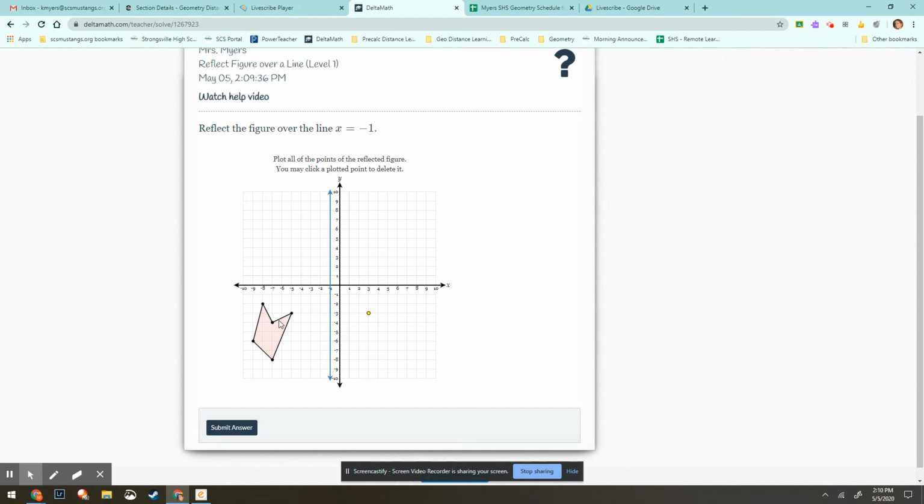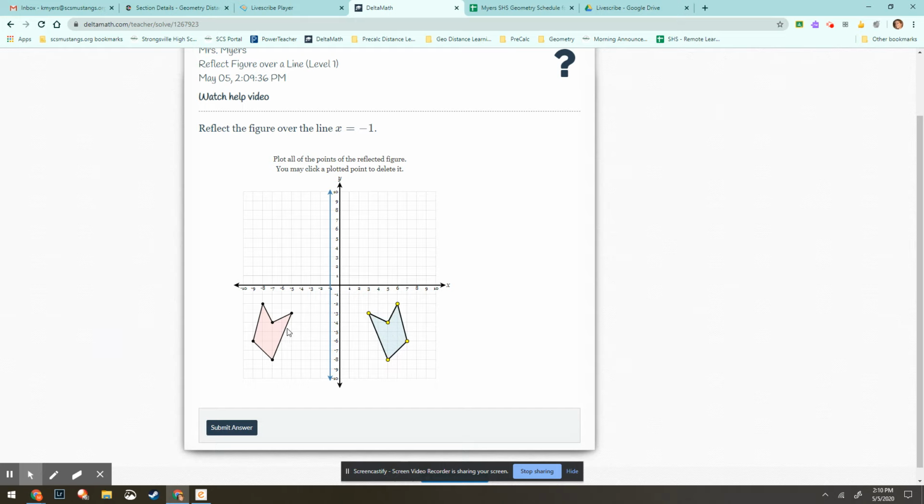I'm going to do the same thing over here. 1, 2, 3, 4, 5, 6, and the same distance on the other side. Then 7 for the next point, and then 1, 2, 3, 4. I also got 8 for this one, counting the same distance on the other side. And then finally, there's that last point, and then I can submit that answer.